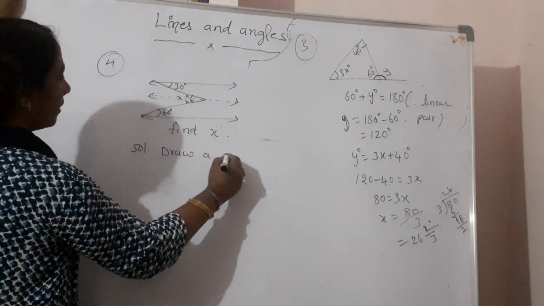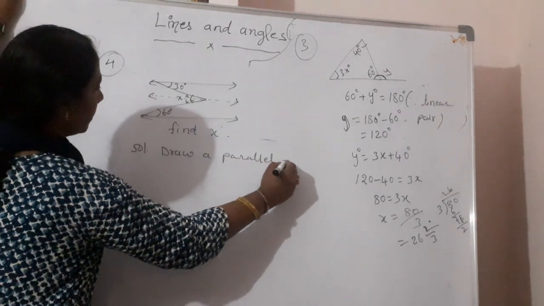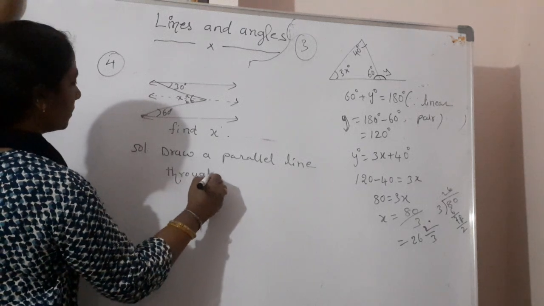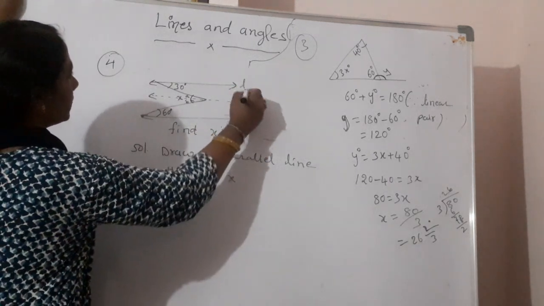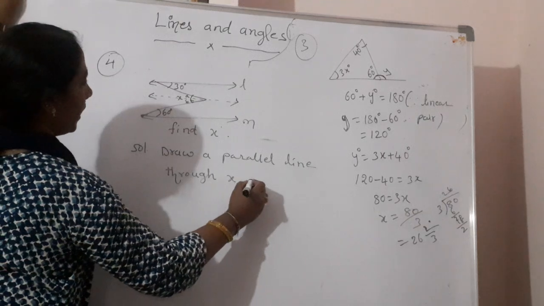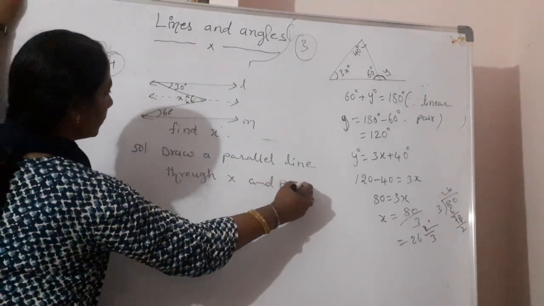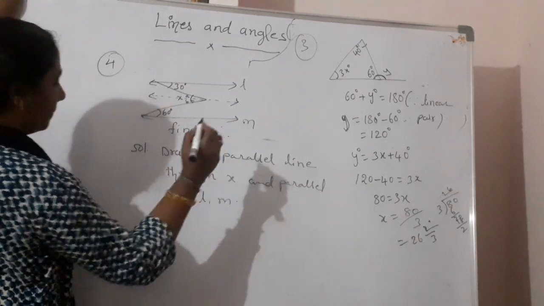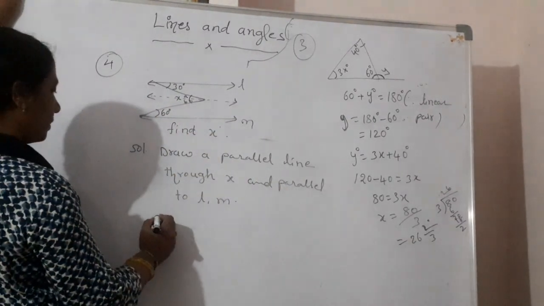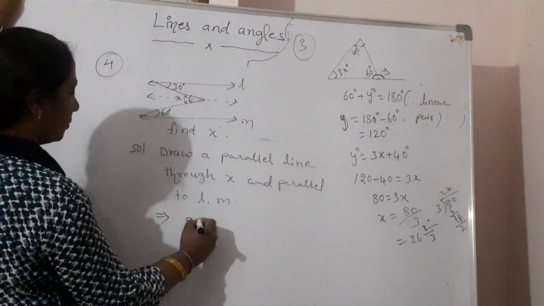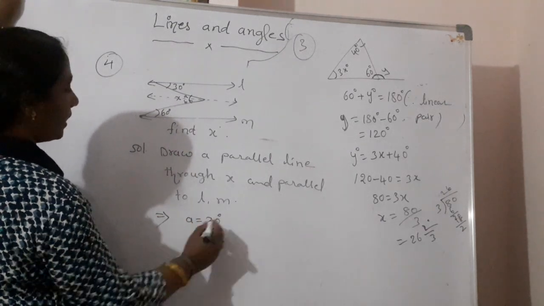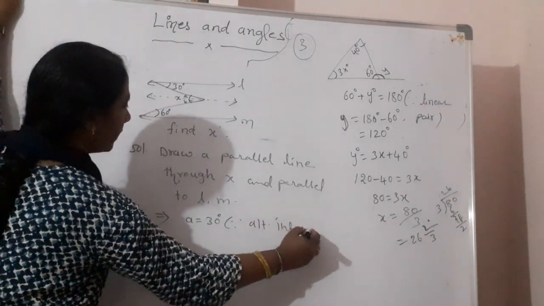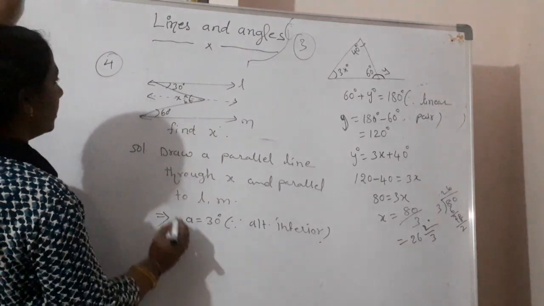Draw a parallel line through x. So take this L comma M. Through x, draw a line parallel to L comma M. So that implies A equal to 30 degrees. Why? Because alternate interior angles. Next, B also the same.